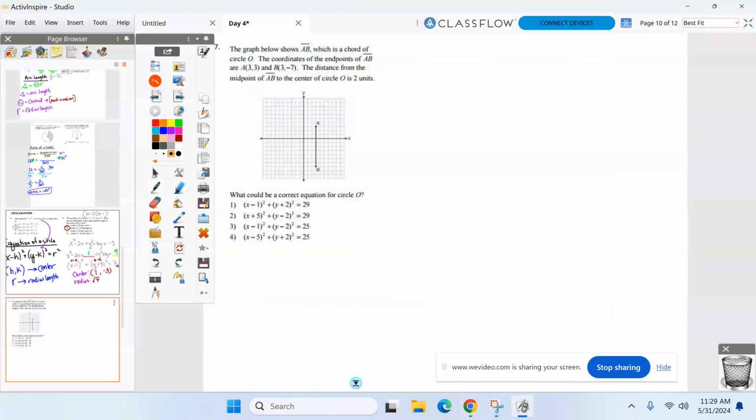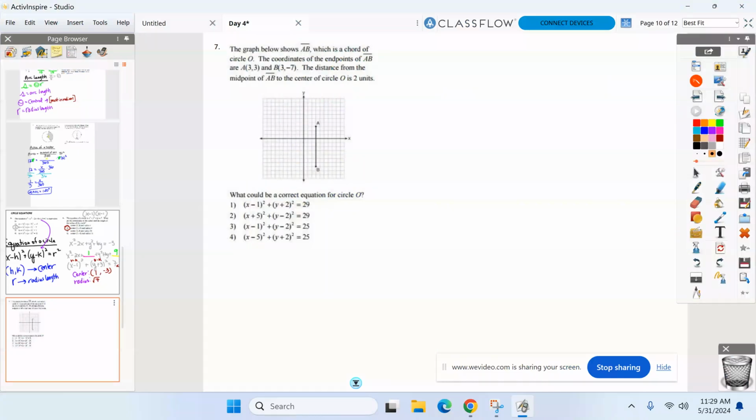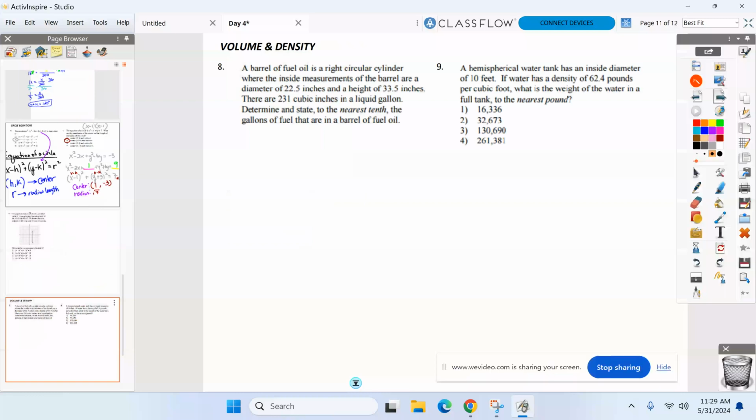I didn't need that page. You guys are going to do 7 on your own. All right, last topic here. Volume and density. I'm not going to review any of these problems. We just finished the unit on it. But I am going to remind you, and I want you to put it at the top here so you see it every time you study.